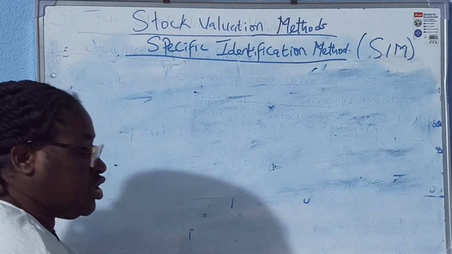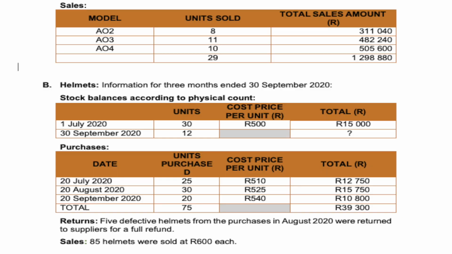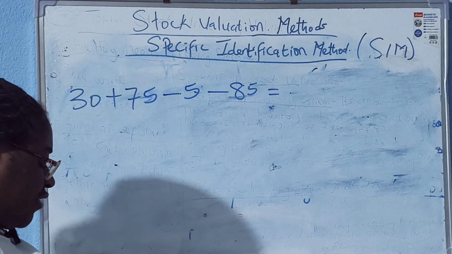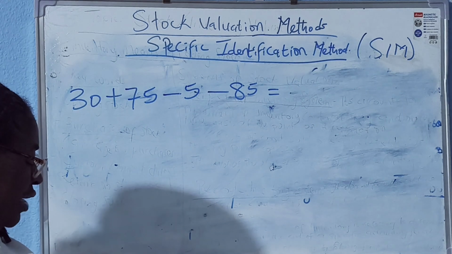All right, the number of our opening stock is 30, and then the total unit of helmet bought during the year was 75, and then returns, 5 defective helmets were returned. So we minus 5 that were returned, and then we minus the 85 that were sold. So how many helmets are we supposed to have as our closing stock? 30 plus 75 minus 5 and minus 85.